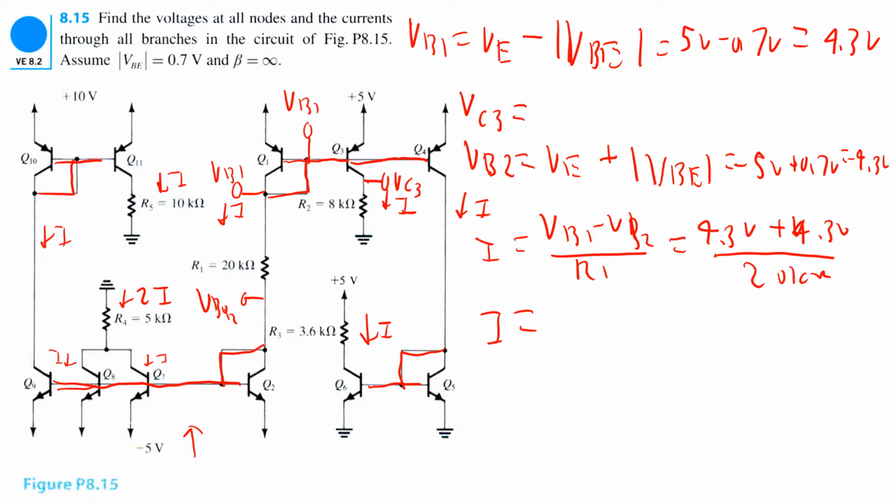So I get that I is equal to 0.43 milliamps. And again, this is pretty much the current going through the entire circuit except for R4. So now I can solve for the voltage at the collector of Q3. This would be, starting from the bottom and looking up, 0 plus the voltage drop across that resistor, so 0 plus IR2. So that's 0.43 milliamps times 8 kiloohms. This is equal to 3.44 volts.